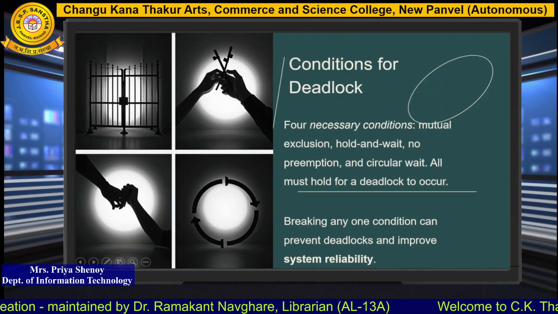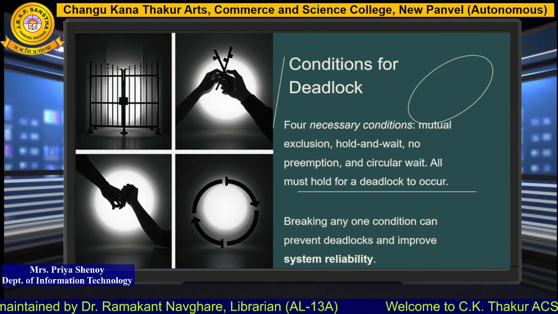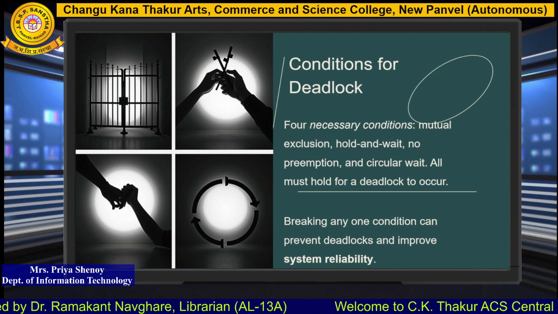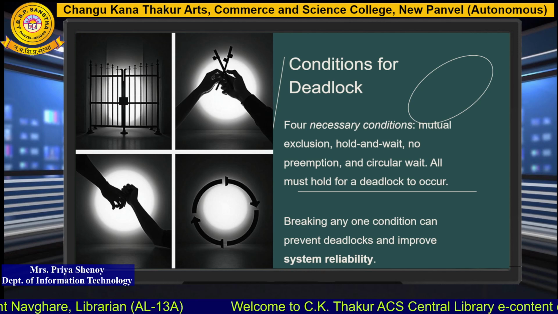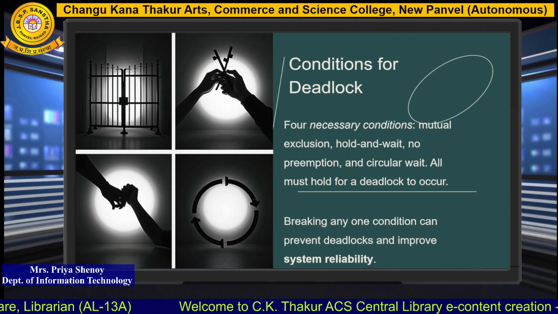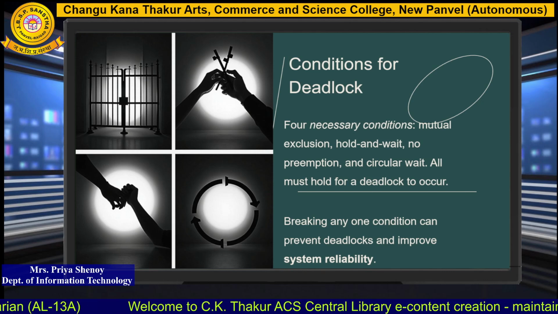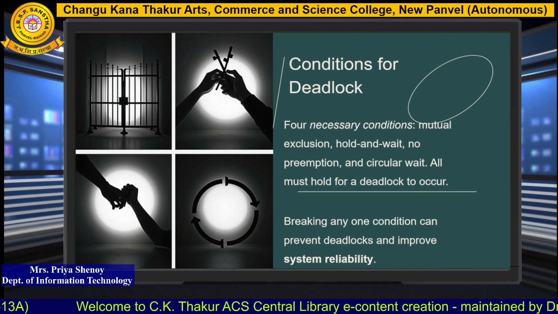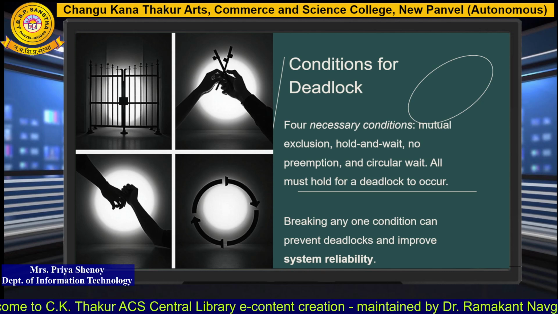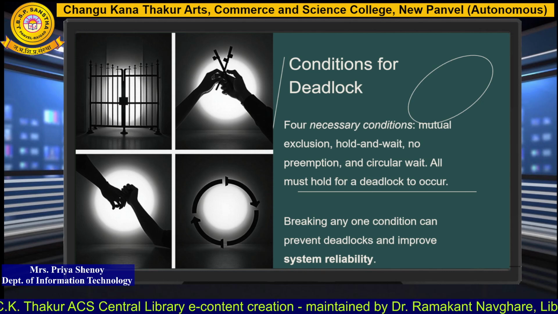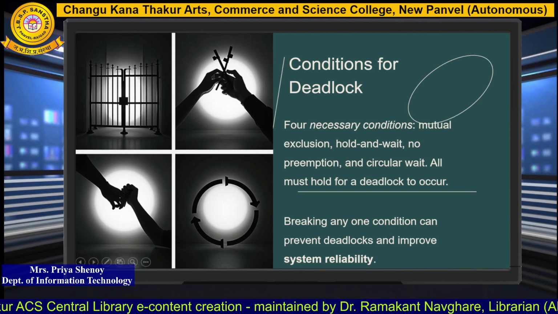So, as we had said, there are four necessary conditions for deadlock to occur. The first condition is mutual exclusion, which means that resources can't be shared among the processes. Second is hold and wait, which means each process must be holding some resource and it must be waiting for another resource that is held by another process.